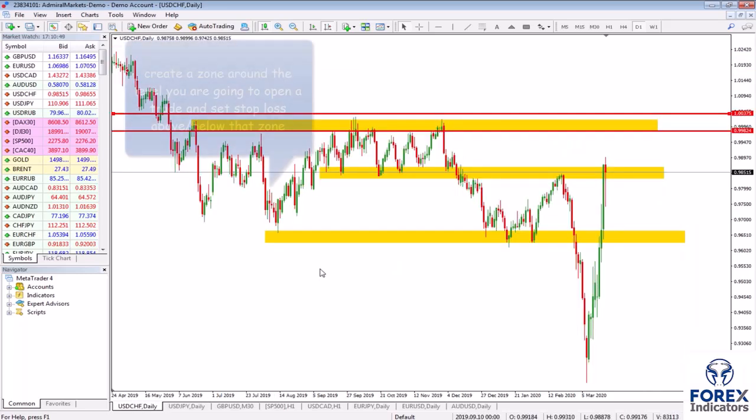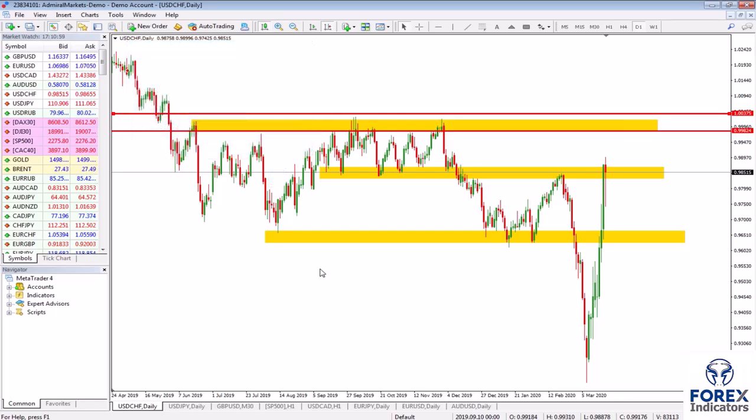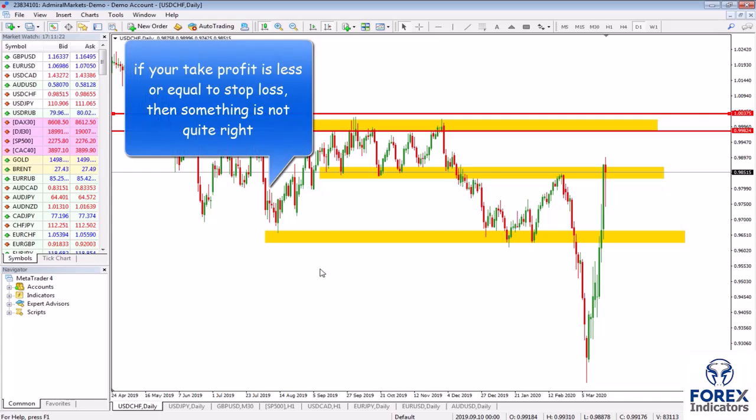Try to create a specific zone around the level at which you want to open a position and always place a stop loss below that zone. So it must be neither too small nor too big. But how do you know the stop loss is too big? Simply, if your take profit is less than or equal to the stop loss, then something is not quite right.